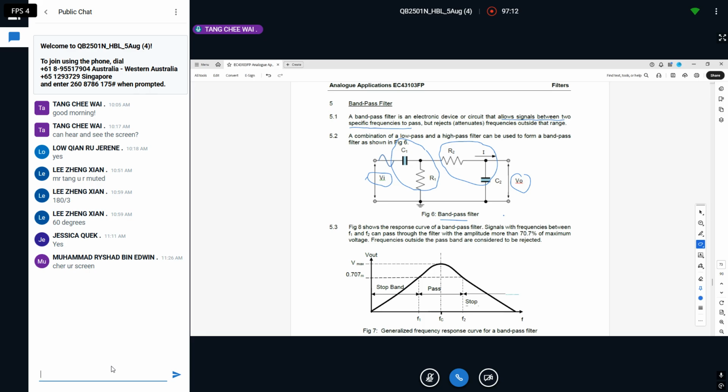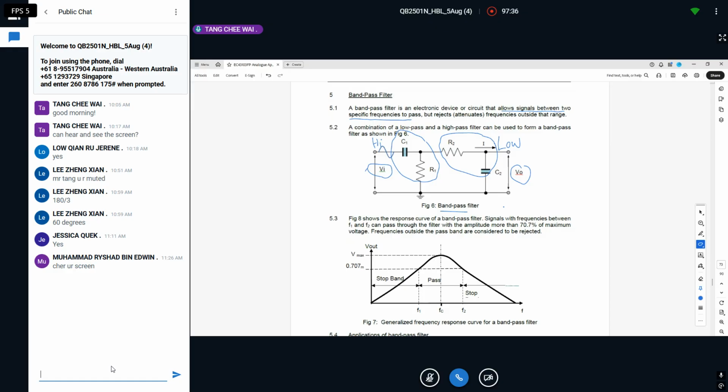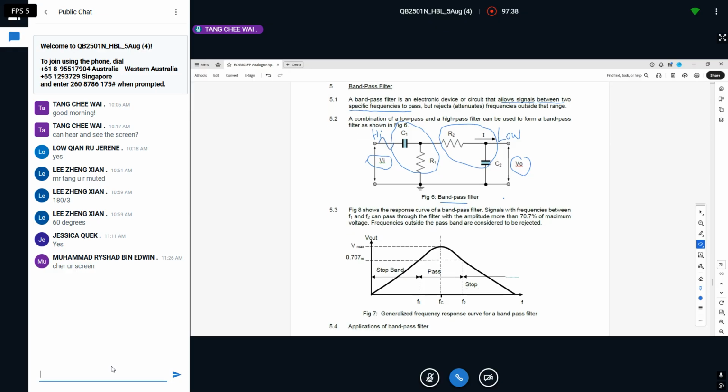The components arrangement: I just mentioned this is a low pass filter. You can relate back to the earlier one. And this is a high pass. You can relate back to the diagram above. I just write out first. So now we look at the characteristic curve, or response curve, of the band pass filter.